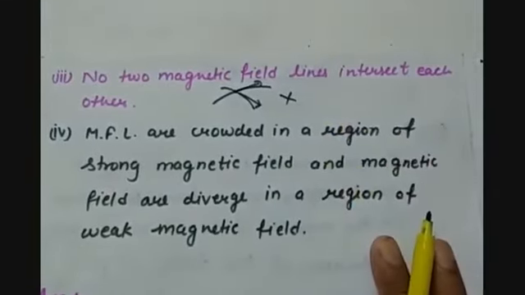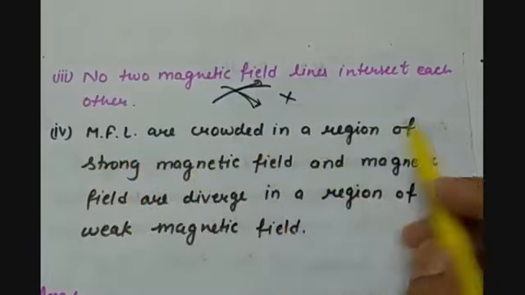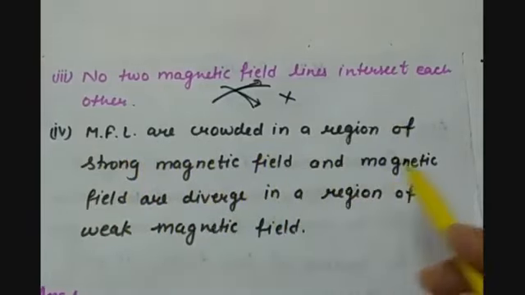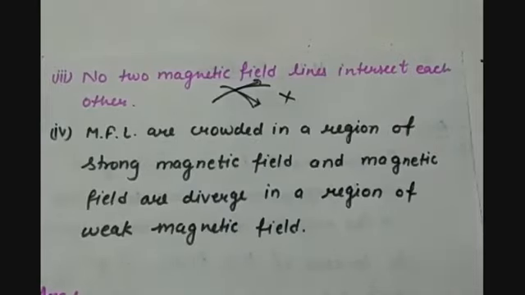The fourth property is that magnetic field lines are crowded in the region of strong magnetic field, and magnetic field lines are diverged in a region of weak magnetic field. That means the degree of closeness of magnetic field lines depends on the strength of the magnetic field.